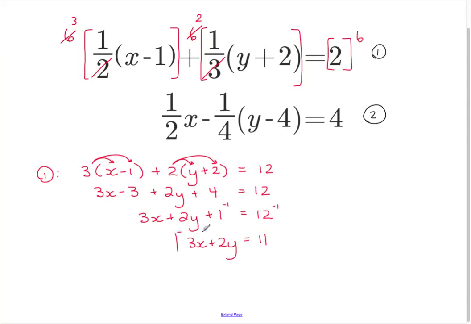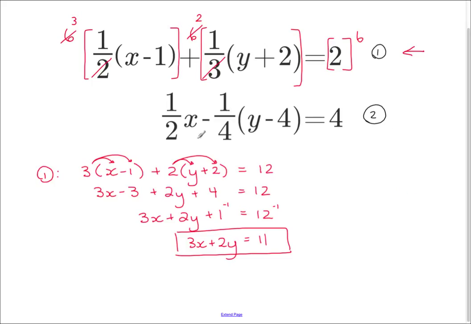Now, here is a better equation to work with than what we started with up here. It looks a whole lot simpler to have 3x plus 2y equals 11 than this. And it's actually the same equation. It's just been rearranged and multiplied on both sides so that I get another true equation that is just a whole lot simpler to do.